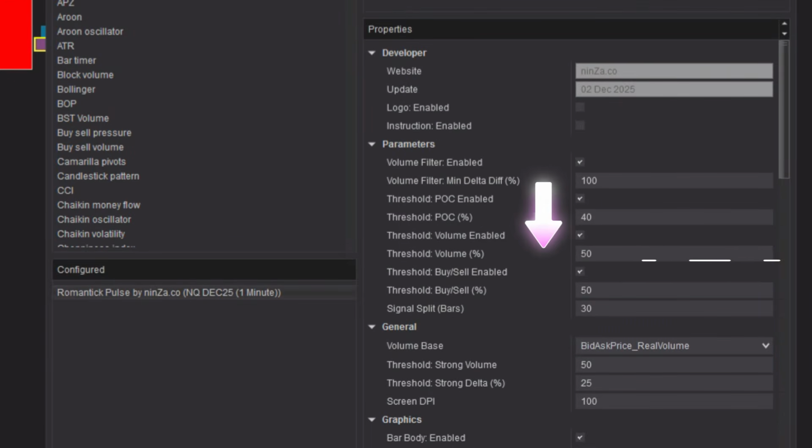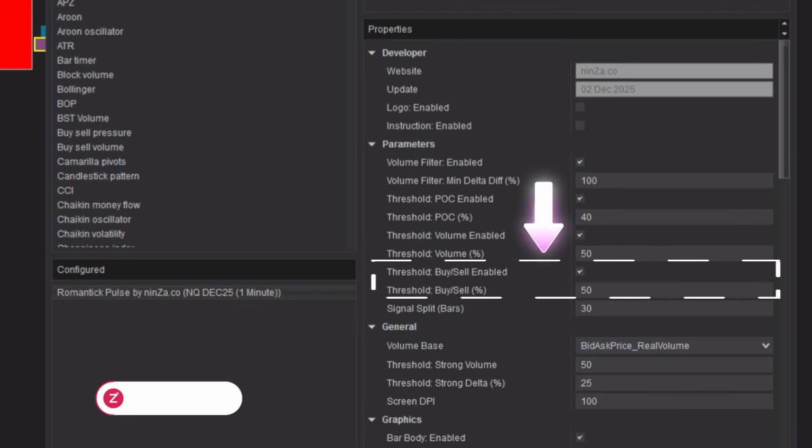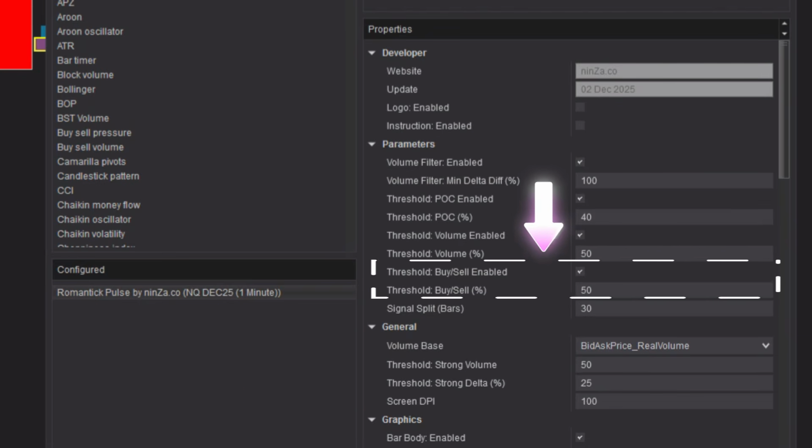Next, we have the threshold buy-sell percentage parameter. This setting defines a specific percentage range within the signal candle. Based on this range, the indicator selects a particular price zone and calculates the total buy and sell volume inside that zone to verify whether the signal meets the required conditions.